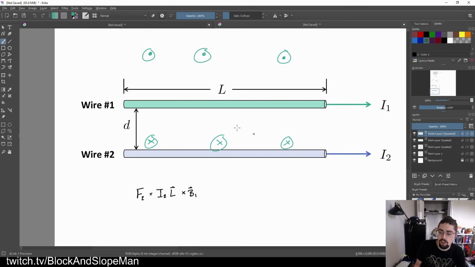But I'm interested in this, and I drew this out in the first place because we can see here that the field lines from wire 1, at least where wire 2 is, are going into the page, whereas the current is going in the x-axis. Those two are perpendicular to each other. If they're perpendicular, then I don't have to worry about this cross product. I can just focus on ILB: I2 times L times B1. No more pesky vectors to worry about.